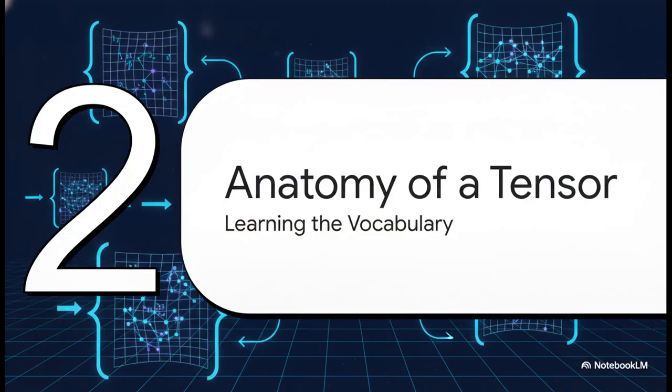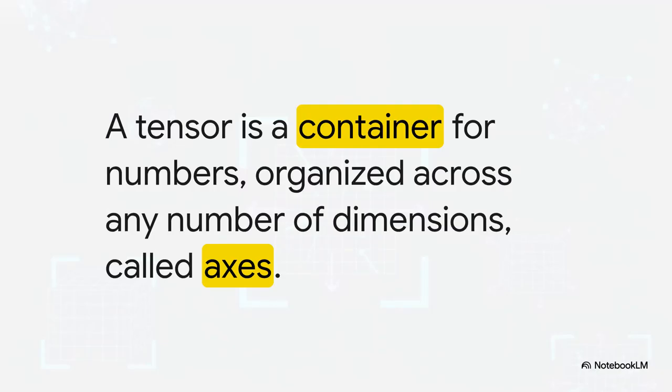Moving right along to Section 2, Anatomy of a tensor. It's time to learn the vocabulary. So, formally speaking, a tensor is just a container for numbers organized across any number of dimensions, which we call axes. As we just saw, scalars, vectors, and matrices are technically just special low-rank tensors. But when deep learning engineers say the word tensor, they are usually talking about these massive, glowing mathematical grids with 3, 4, or more axes.